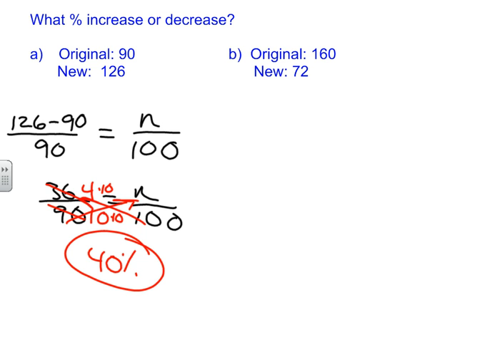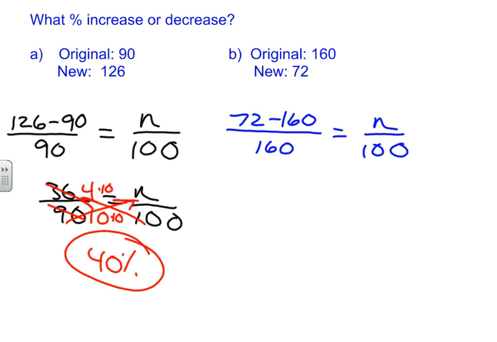Okay, so once again, we're setting it up. Everybody attempt B. See if you can set that up. There's a little bit of a different thing here, isn't there? Yes. So, how do we set that up? Mark, can you set it up? Yep. 72 minus 160 over 160. Equals your percent. Okay, so what is different is what? This original was 160 and now it has become 72.